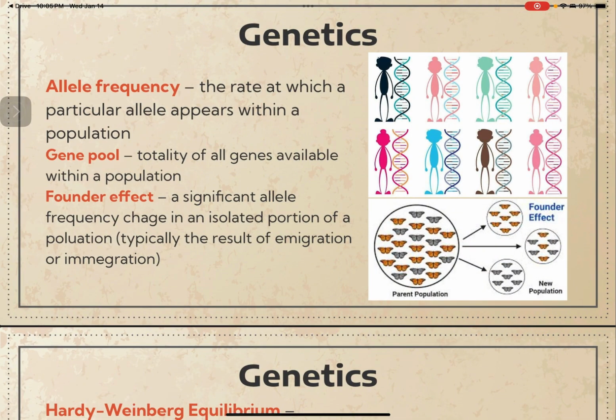Genetics, allele frequencies. This is the rate at which a particular allele appears within a population. And then we have our gene pool, which is the totality of all the genes available within a population. This leads us to the founder effect, which is a significant allele frequency change in an isolated portion of a population. And again, this typically results from some form of natural disaster, bottleneck effect, migration, immigration, so moving to and from different places.